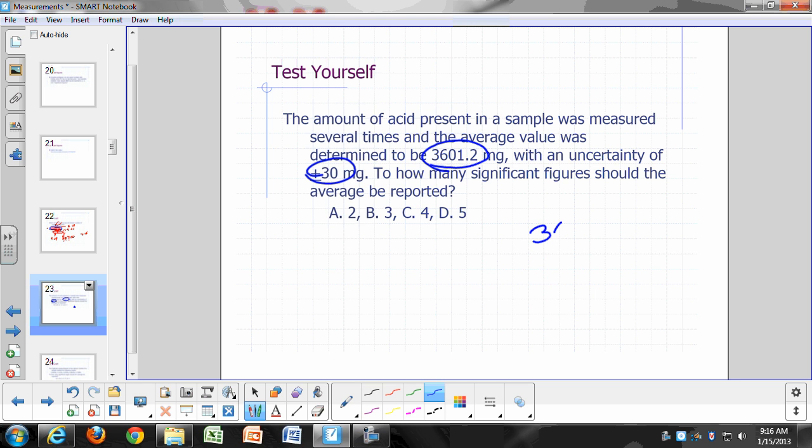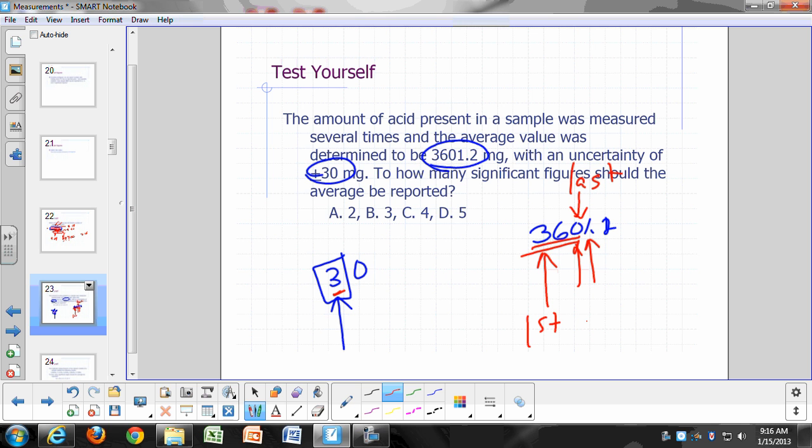Okay, so let's write 3601.2, and the uncertainty is plus or minus 30. The first non-zero digit in the uncertainty is in the tens place, right? So this is the ones place, that's the tens place. So this 0 right here should be the last significant digit. And the 3, the first non-zero digit, is your first significant figure. So from 3 all the way to 0, that's 3 significant digits. The correct answer is B.